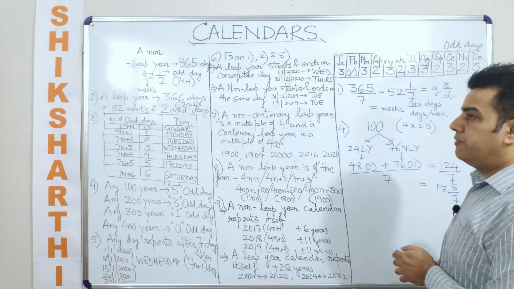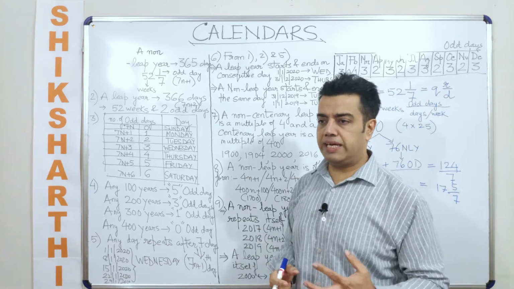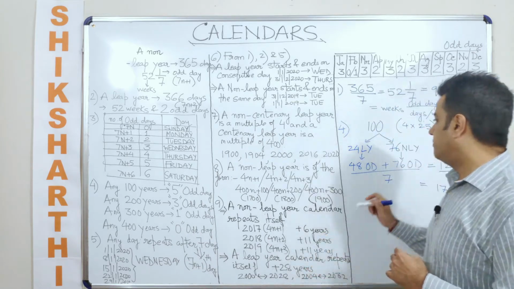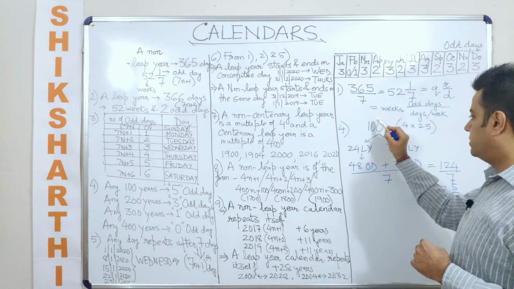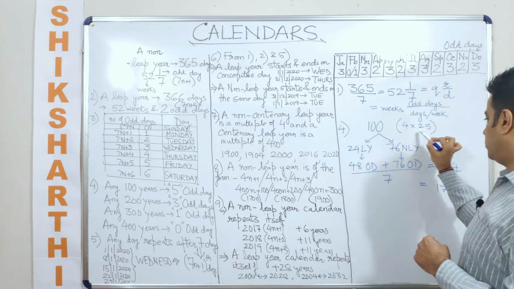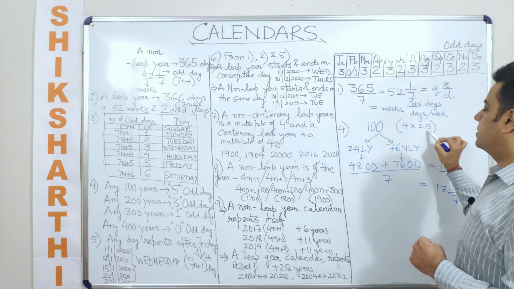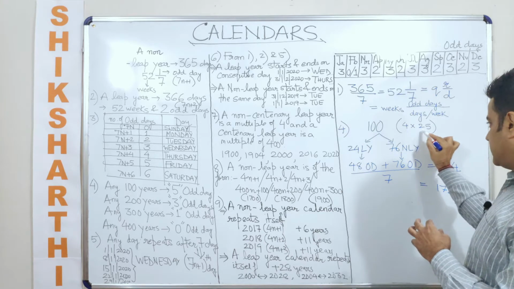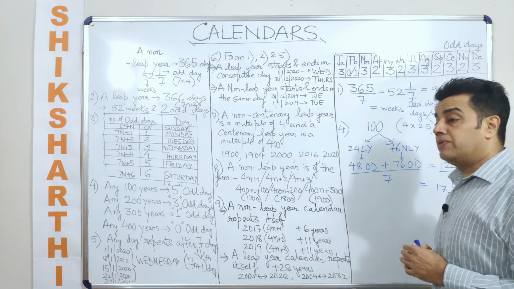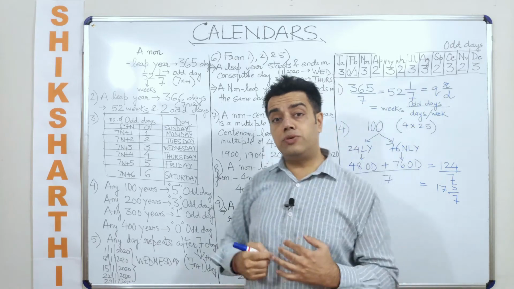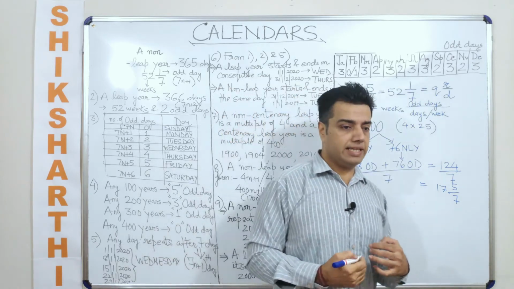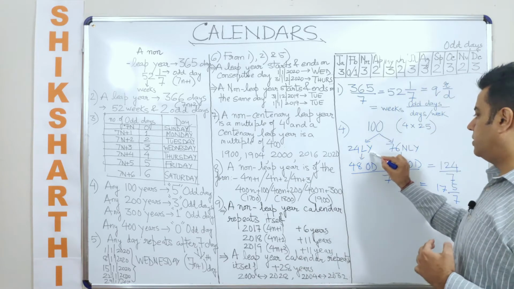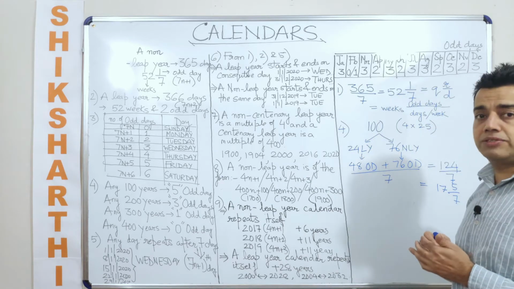Similarly, we had discussed that any 100 years will give me 5 odd days. So how do we get this? We will take 100, and if I take 100 as 4 into 25, all I need to understand here is how many leap years and how many non-leap years I will get. From here you will see that you get 24 leap years and 76 non-leap years.